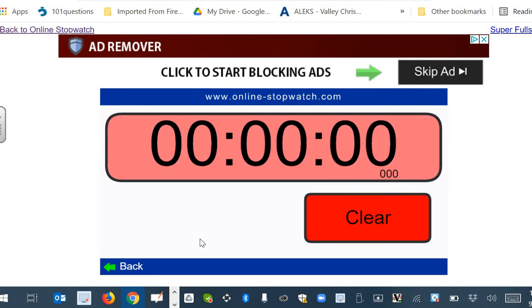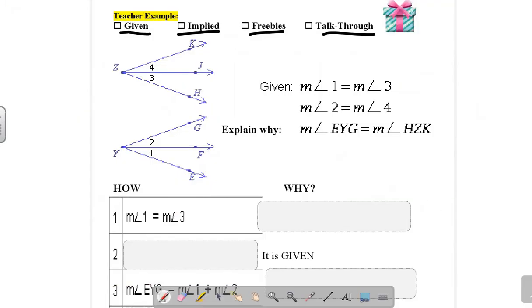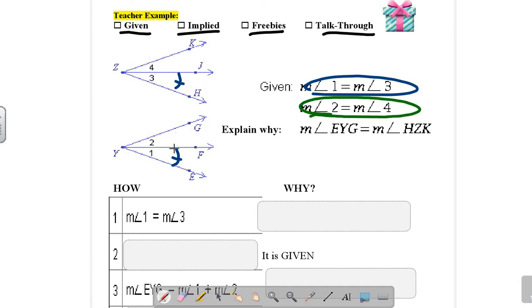All right, let's compare notes here, friends. Taking a look up here. Given, implied, freebies, talk through. So our given information, you should have marked 1 and 3 equal with 1 hatch mark. And again, if you have colors, I usually find those helpful. 2 and 4, you should have double hatch marks since that's your second set. So there is the given.